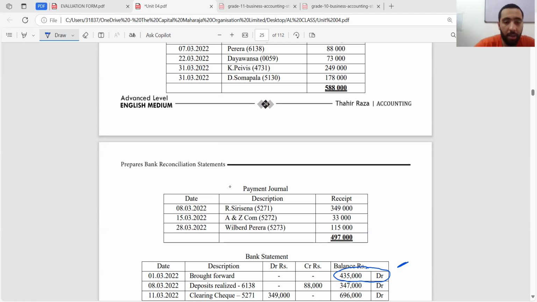What is there in the bank statement but not available in the bank reconciliation? Sorry, in the cash control account. What is there in the bank statement but not in the cash control? There are only two items. Can someone please tell me what are the two items?